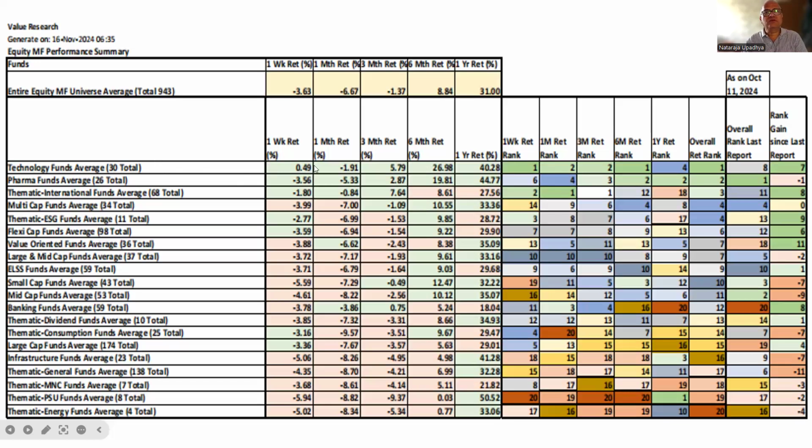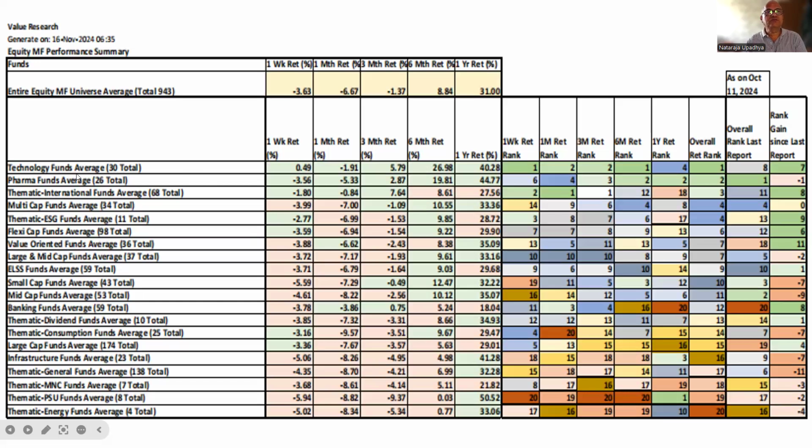So another thing you can notice here is that if the return for that particular timeline is more than the benchmark return, which is the average of all mutual funds, then it is marked in green. If it is below, it is marked in red. So that way you can sense which type of mutual fund subtypes are doing better in which timeline. And the ones at the top will typically have more green, and the top ranked mutual fund type is technology funds, followed by pharma funds, followed by international funds, followed by multi-cap funds, followed by ESG funds.